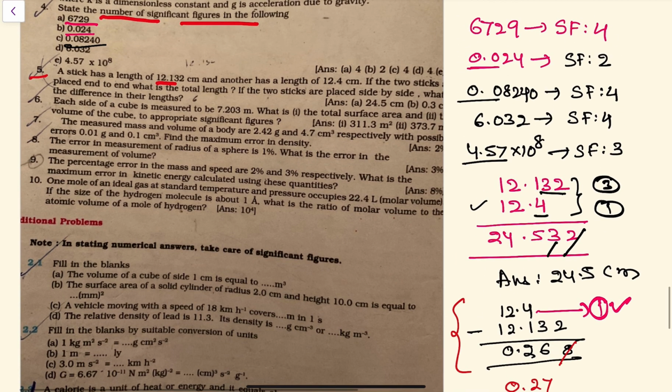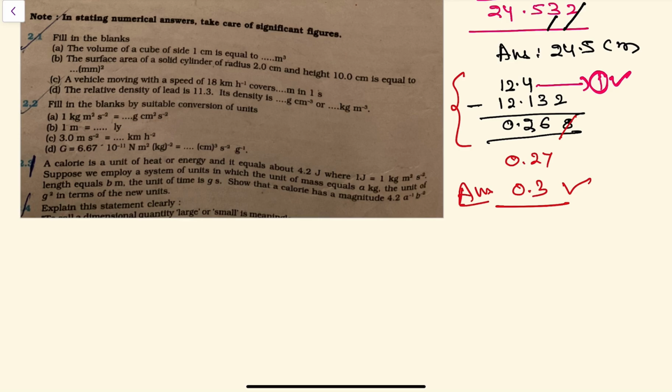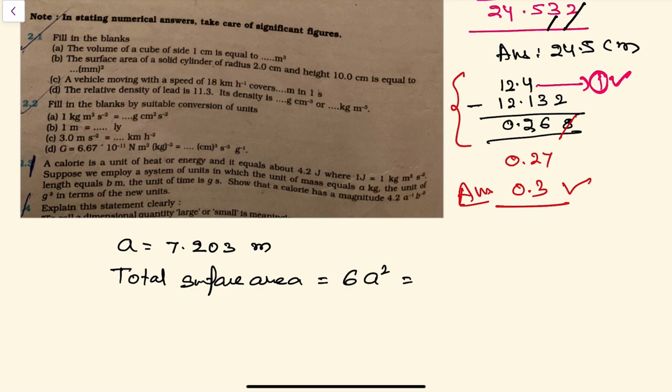Right. Next, each side of a cube is measured as 7.203. What is the surface area? What is the volume of the cube to the appropriate significant figures? So side is 7.203 meters. Of course, 4 significant figures are there. Total surface area is equal to 6a square, 6 into 7.203.